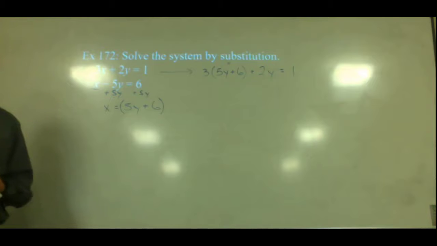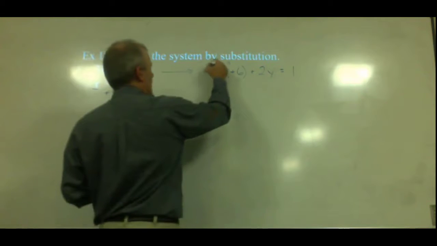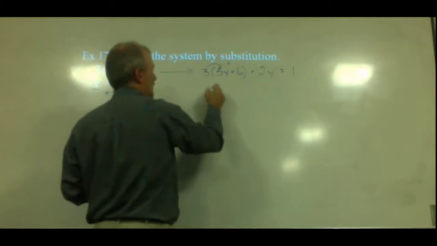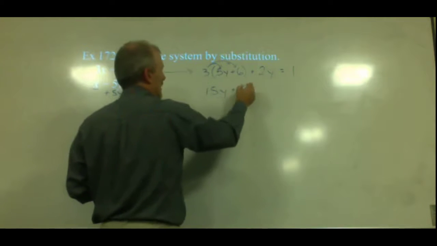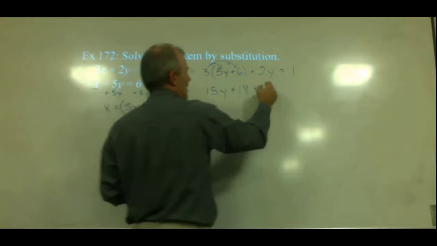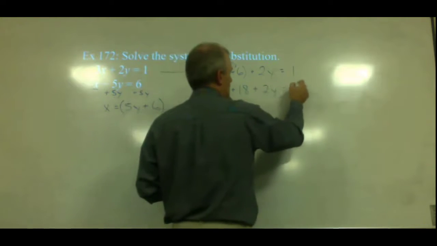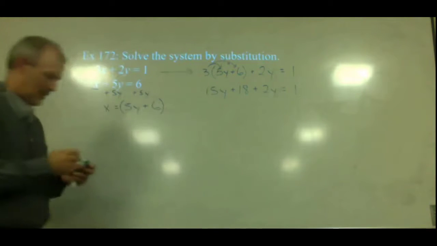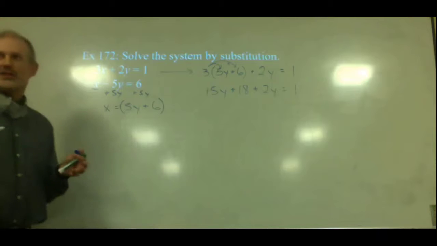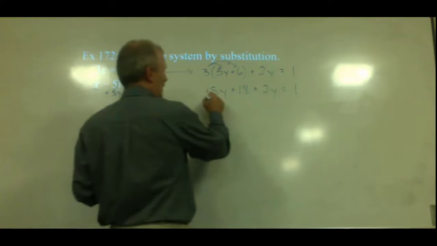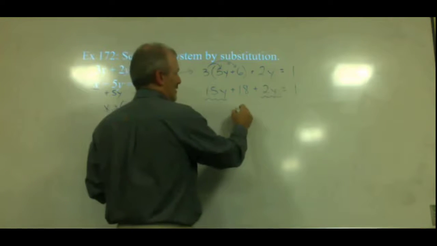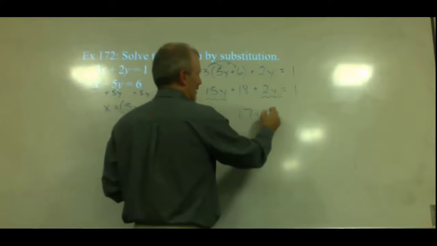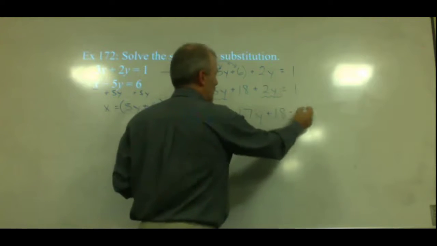We're going to distribute. So 3 times 5y gives us 15y. 3 times 6 gives us 18 plus 2y equals 1. Again, once you do that distribution, I would suggest go ahead and combine the like terms. We've got a 15y and we've got a 2y, and together they give us 17y plus 18 equals 1.